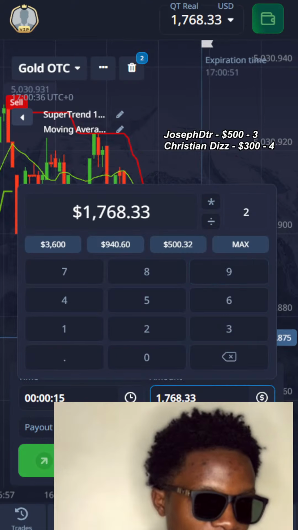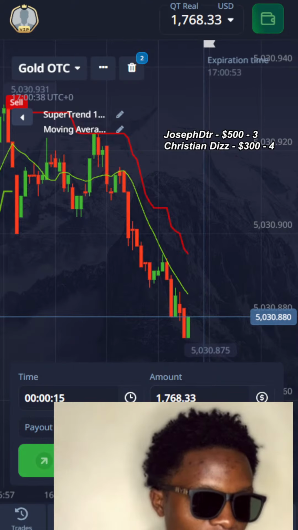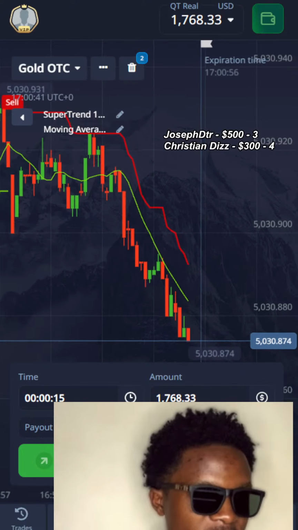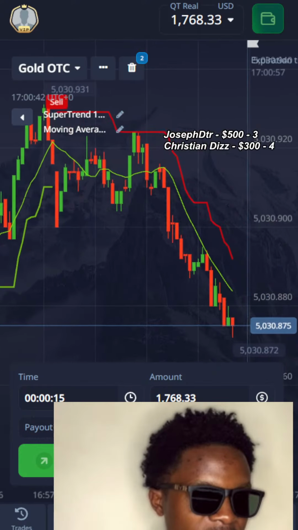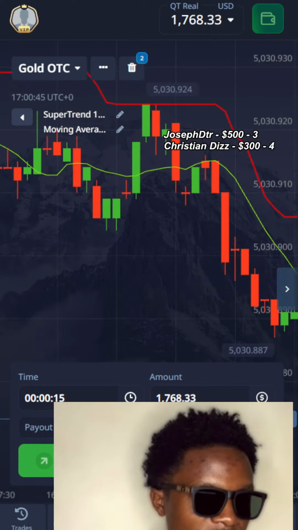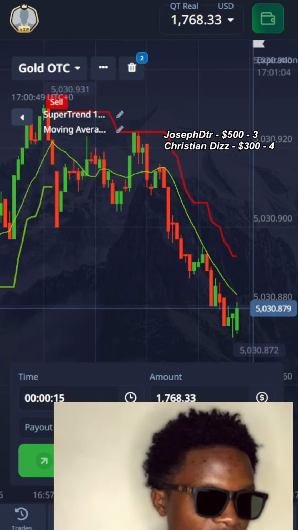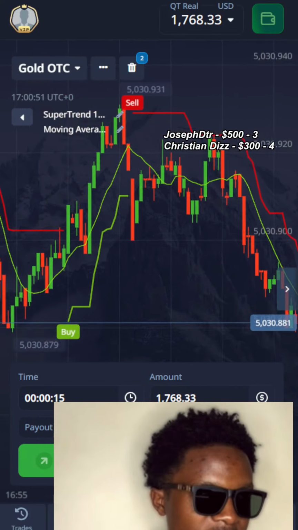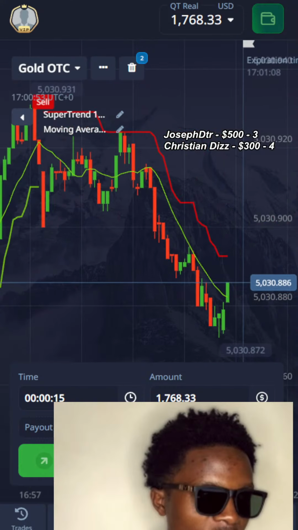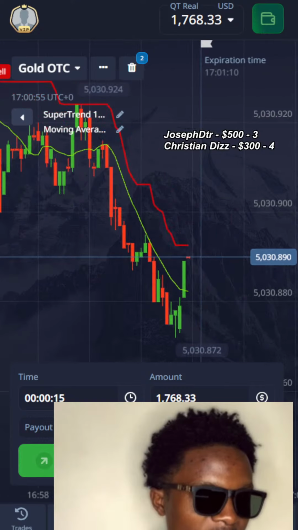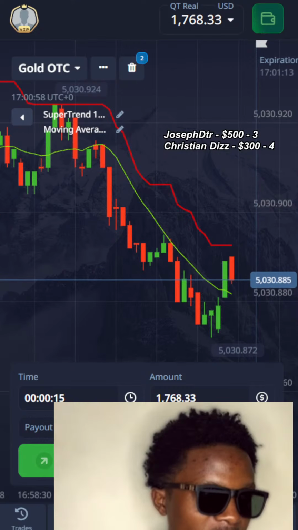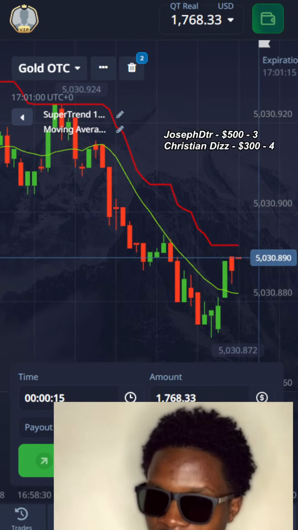So right about now, we move on to the next attempt. This is the last attempt because Joseph DTR requested 3 attempts. Yeah, we got the second one correct. Now we are moving forward to the last attempt. So right about now, again, you have to watch clearly and closely and see what happens next before we continue.